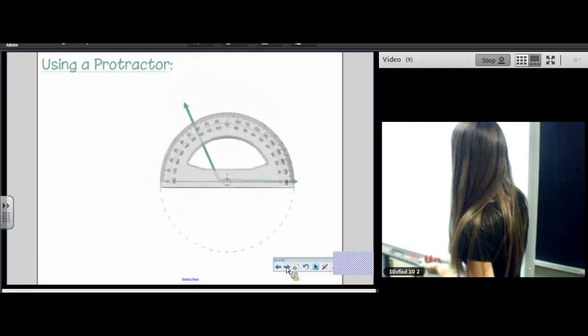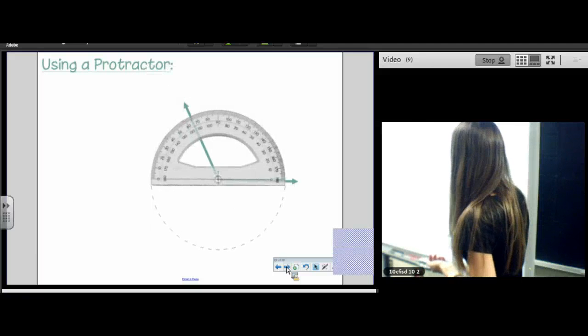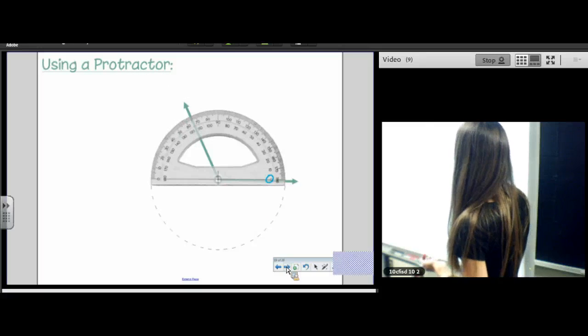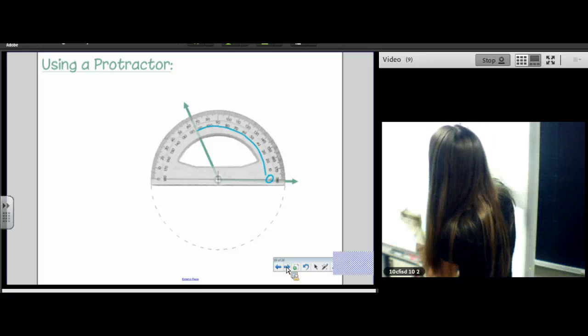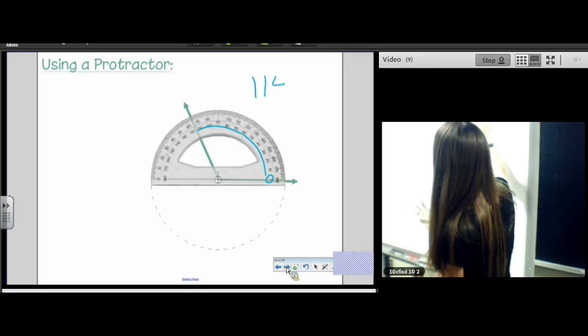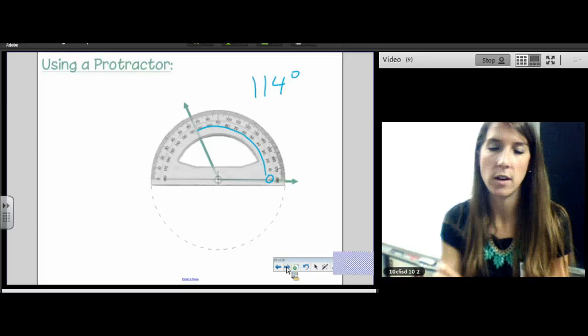If your angle is obtuse, you still put the bullseye on the vertex. You still start at 0, 10, 20, 30, 40, 50, 60, 70, 80, 90, 100, 110, and we're probably at about 114 there. We're a little bit before the 5.